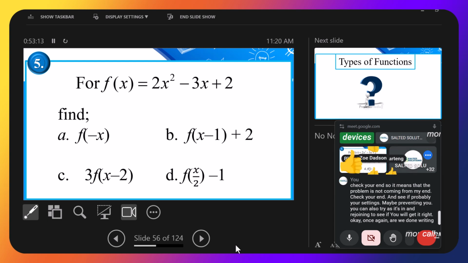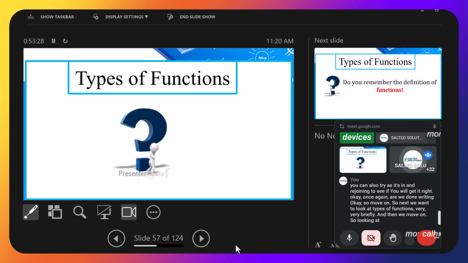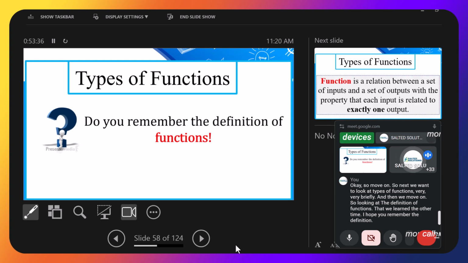Okay, so we'll move on. So next, we want to look at types of functions very, very briefly. So looking at the definition of functions that we learned the other time, I hope you remember the definition of functions that we took the other time. Okay, so kindly share with us what a function is quickly. You can make it as brief as possible. I'm taking the definition or the meaning because it will help us to understand the types very well.